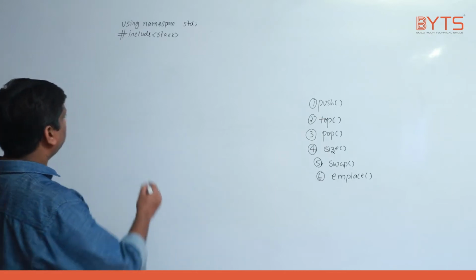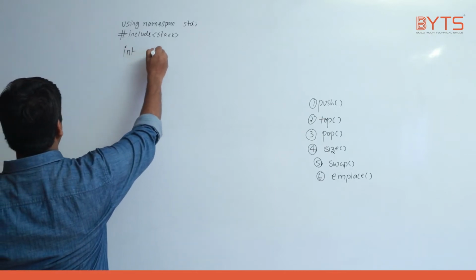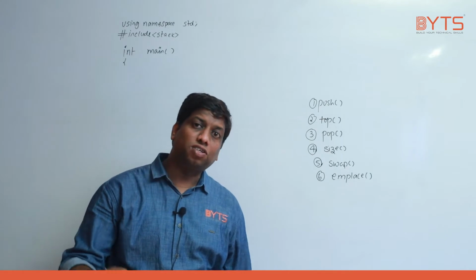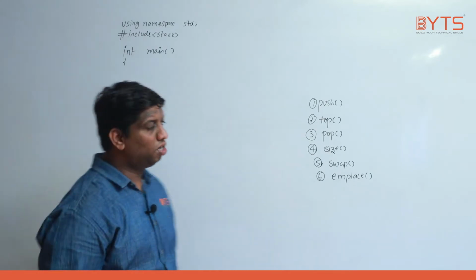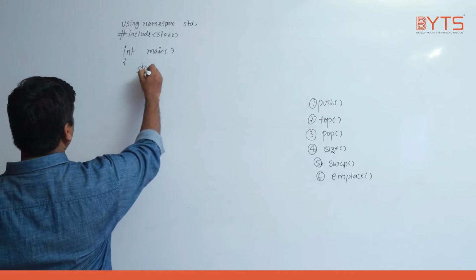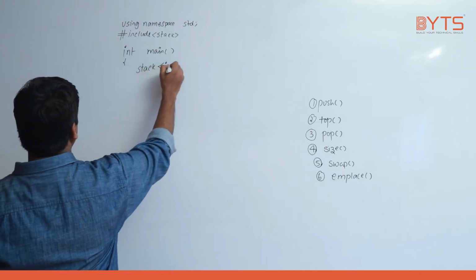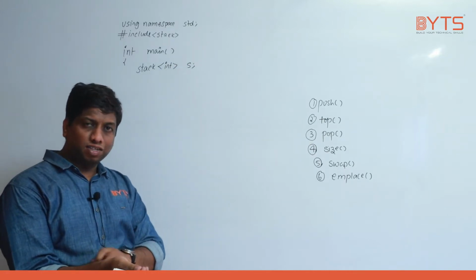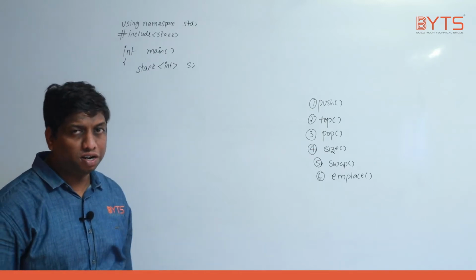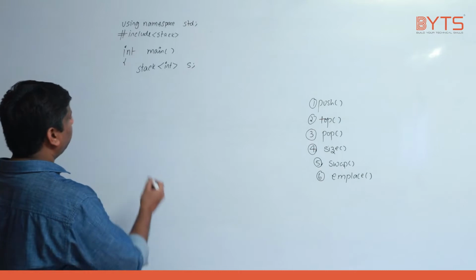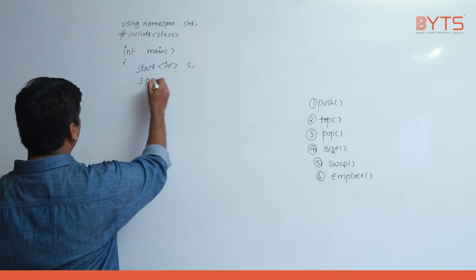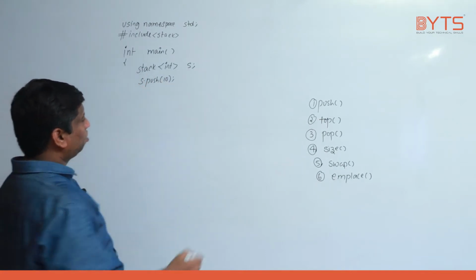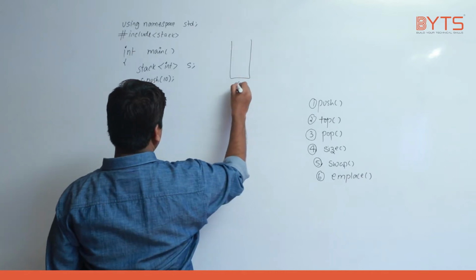Let us take int main or void main, that's not a problem to me. Now I need to create a stack that will store integers. What is the syntax? stack of int. As soon as you write this line, internally a stack is created for storing integers. Now first, s dot push of 10. This means 10 is pushed into the stack. So this is your stack.